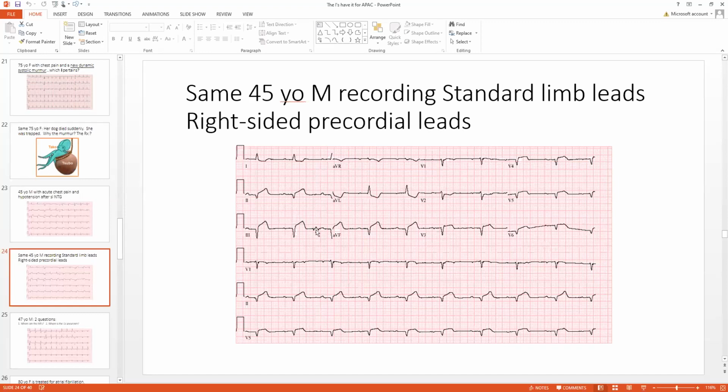It's always in association with an inferior infarction, just about. Reciprocal changes laterally. Sinus rhythm with first degree AV block. So we've got a proximal right coronary artery occlusion here, enough to cause the inferior infarction, some effect in AV conduction, and a right ventricular infarction.